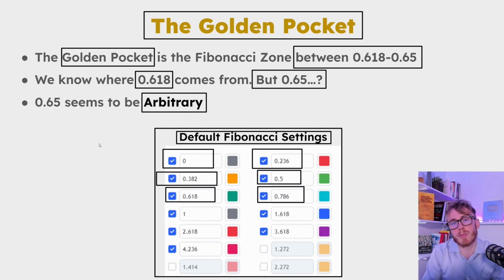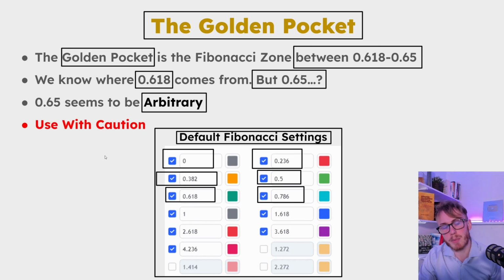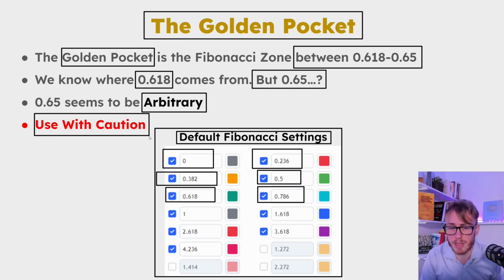Perhaps it comes from some other traders finding it successful to trade these numbers, and that's definitely possible. But because we have no real reason why we use 0.65, my recommendation here, or what I'm doing, is that I'm actually using this zone with caution. I'm personally, to be honest, not even using this zone. So use the golden pocket with caution.